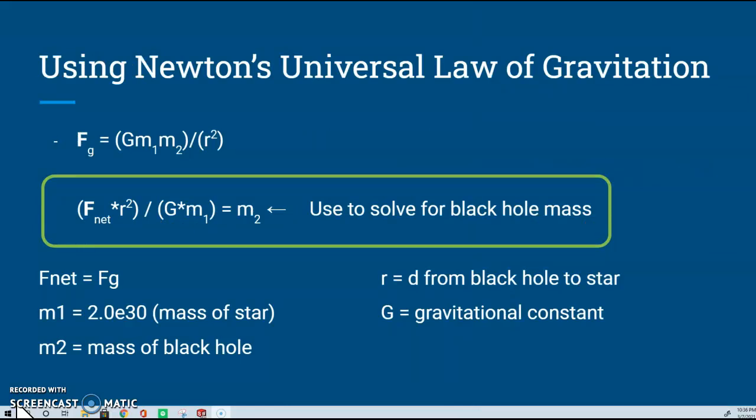I now just need to manipulate the formula for Newton's universal law of gravitation. As shown, this can be manipulated to solve for one of the masses. This mass, m2, will be the mass of the black hole in this situation. The mass of the black hole will be equal to F net times r squared divided by G times m1. In this formula, F net is the force of gravity, m1 is the given mass of the star, r is the distance from the black hole to the star, and G is the gravitational constant.